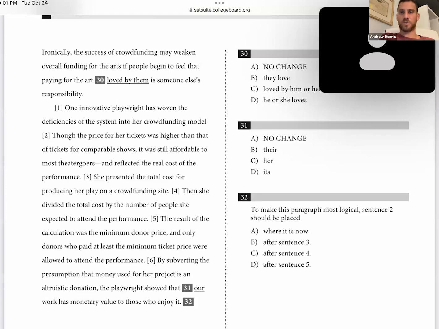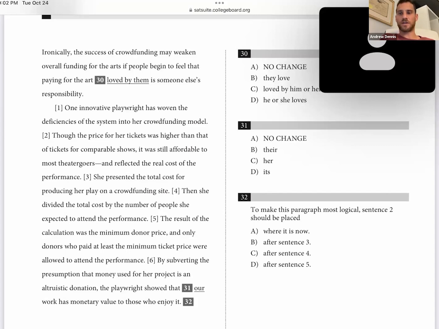When do we arrive at the price? So she presented the total cost for producing her play on a crowdfunding site. Then she divided the total cost by the number of people she expected to attend the performance. I feel like we should not put it after sentence 3, because 3 and 4 go together so well, right? I think after 5. I agree, after 5, because we don't want to put it after 3, because 3 and 4 go well together.